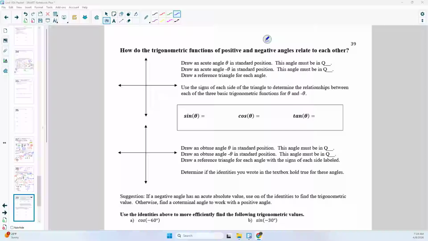So we're going to look at trigonometric functions of positive and negative angles and how they relate to each other. We're going to do a little picture to start this out. We're going to start with the negative angles to think about how they relate.